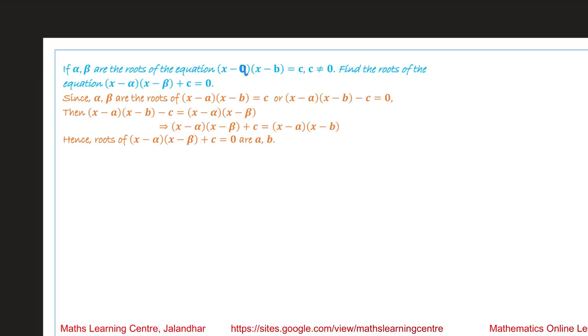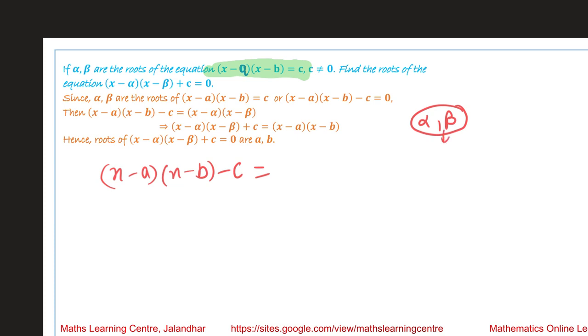Now the next question we have is, if alpha and beta are the roots of the equation given here, x minus a into x minus b is equal to c. So if we write this equation in the form x minus a into x minus b minus c, we are saying the roots of the equation are alpha and beta. So any equation with these two roots will be of the form x minus alpha into x minus beta. So basically this equation can be written as x minus alpha into x minus beta.